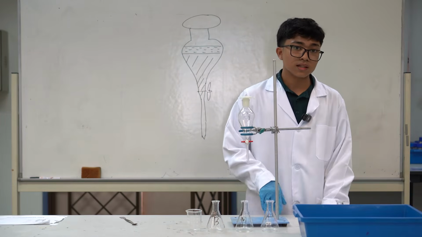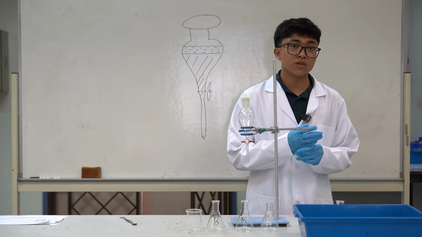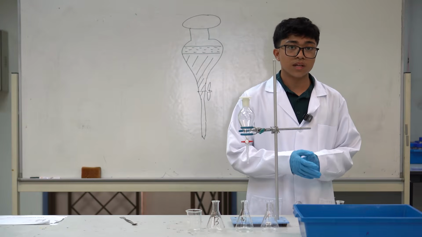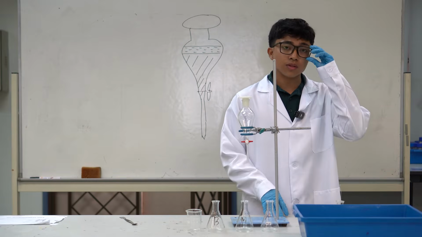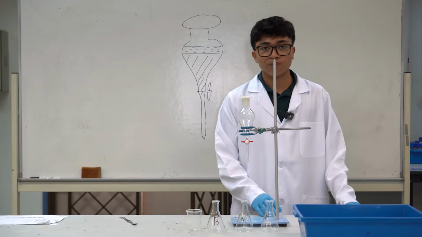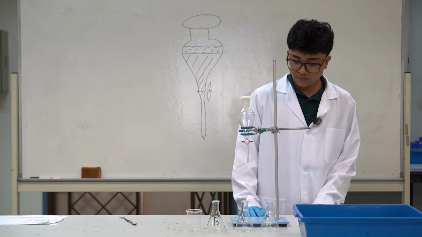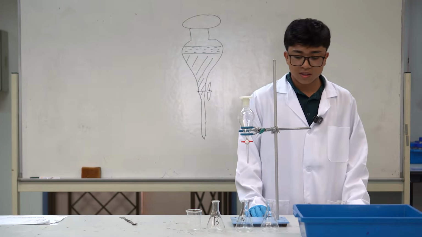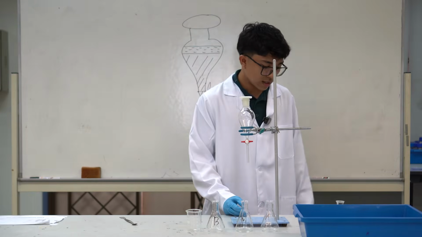The next one is gloves. In this experiment, we should use nitrile gloves, since dichloromethane can permeate latex gloves. And then we can also use safety goggles, which will protect our eyes. Optionally, we can use a face shield. And the last one is closed shoes, so whenever some glassware falls down, it will not directly hit our feet.